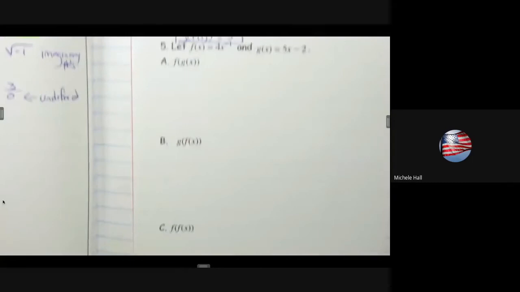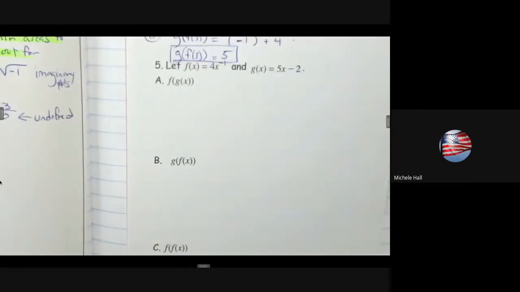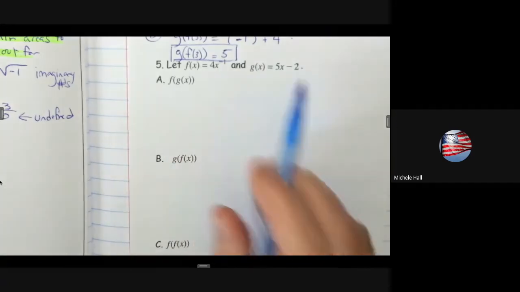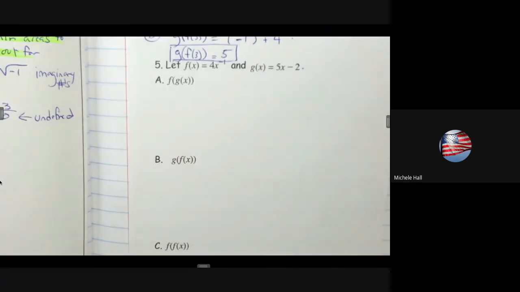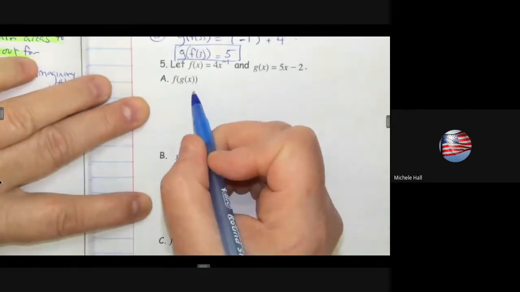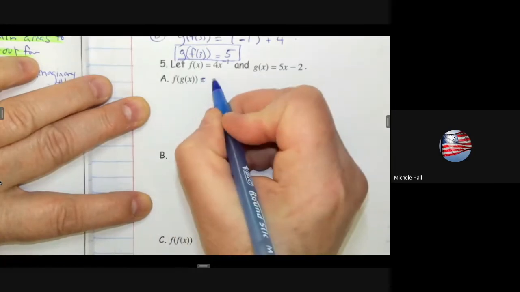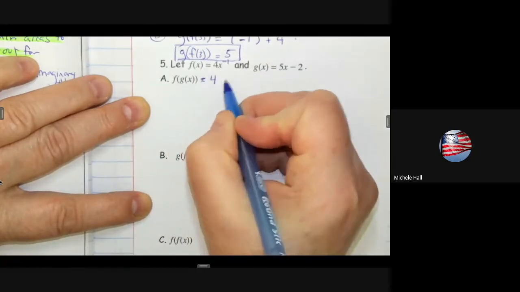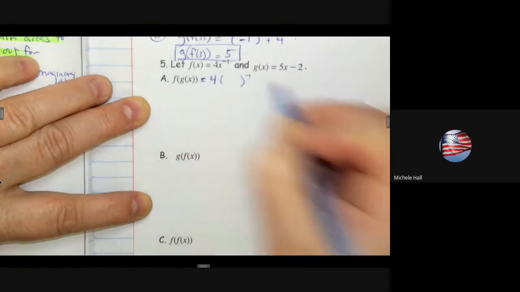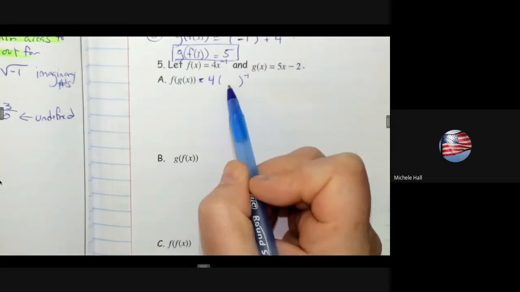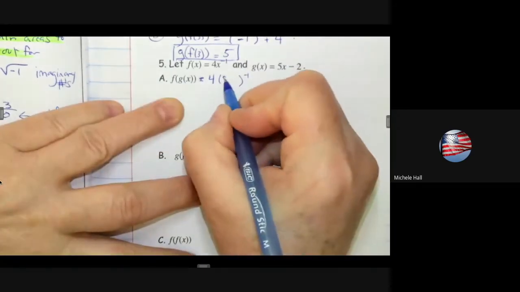Example 5. Let f of x equal 4x to the negative 1 and g of x equal 5x minus 2. And then we need to find the domain of each composition. So f of g of x. g of x is in f. So first you start with your f function, and you put a parenthesis wherever you see the x. There's my x to the negative 1. Here is f, and now I'm going to take the g function and put it in there. 5x minus 2.